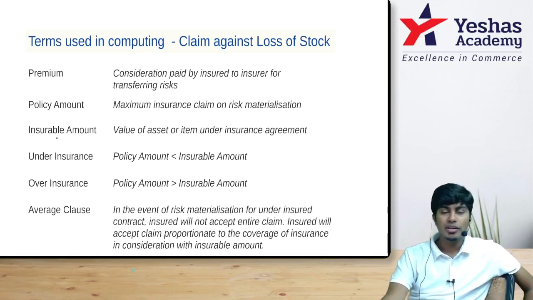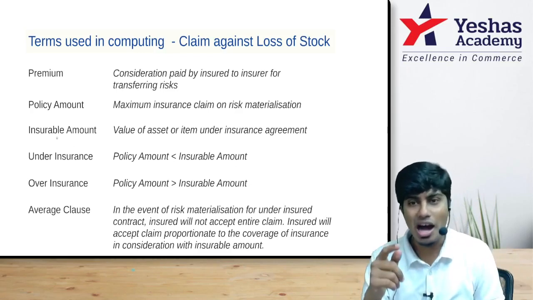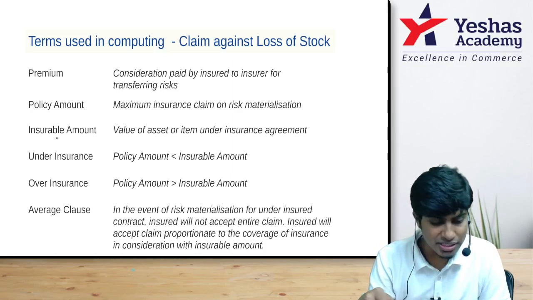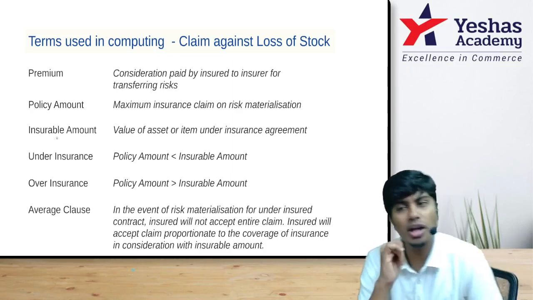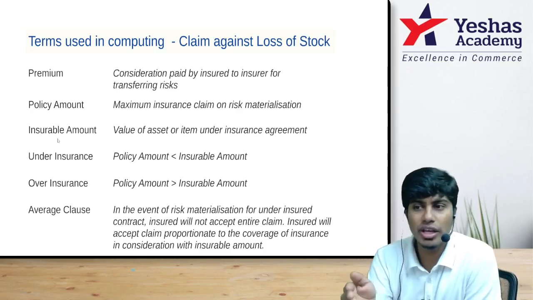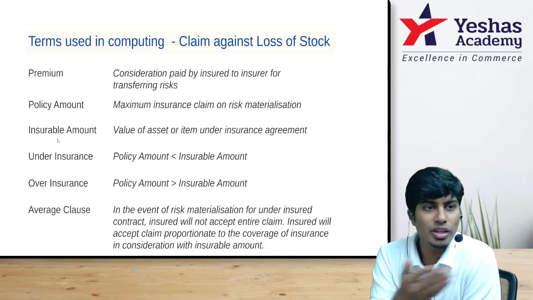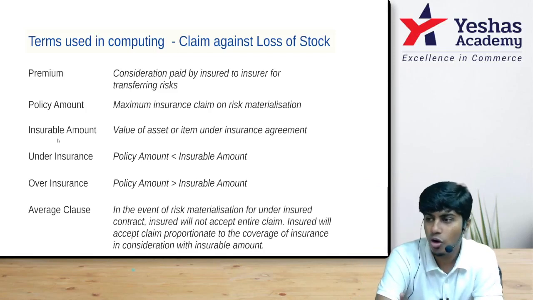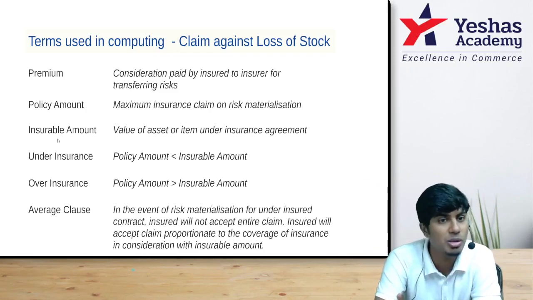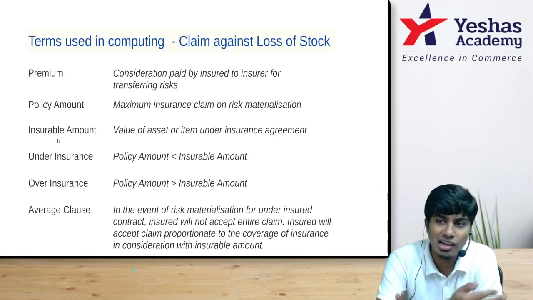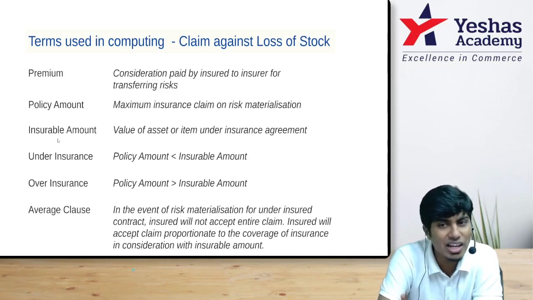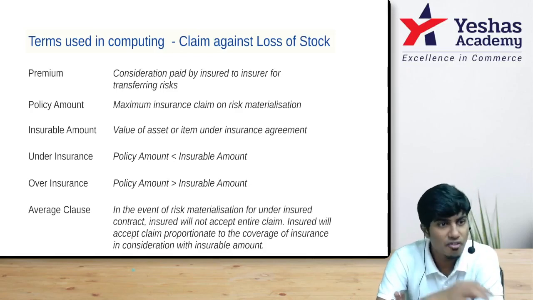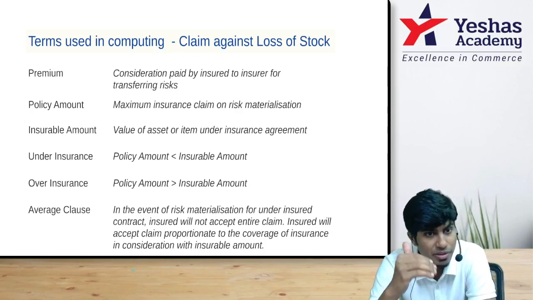Next, we have insurable amount. What is it? Insurable amount is the amount to the extent to which I should take insurance. Now tell me, to what extent should I take insurance? To the extent goods are there in the godown. Let's say the godown has 1,20,000 worth of stock. How much should be the policy amount for which I should take insurance? 1,20,000. Can I take insurance for 1 lakh rupees? Yes. Premium will be less. If you pay insurance only for 1 lakh, premium will be less.